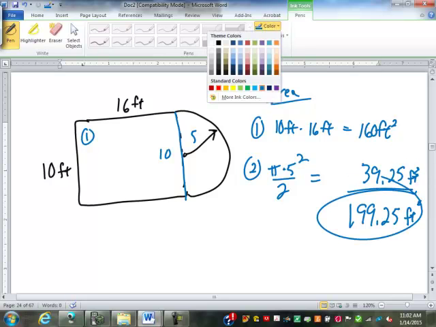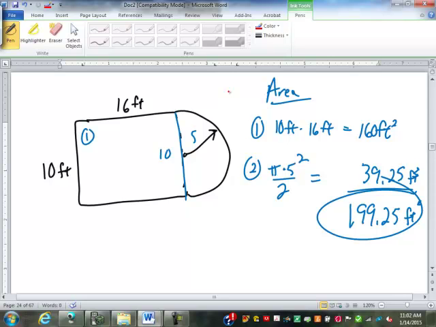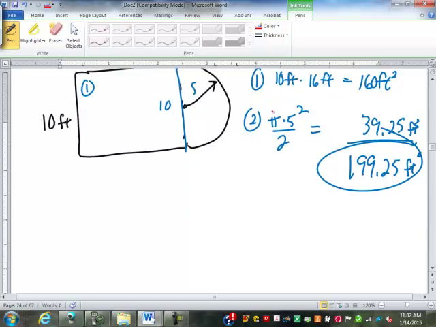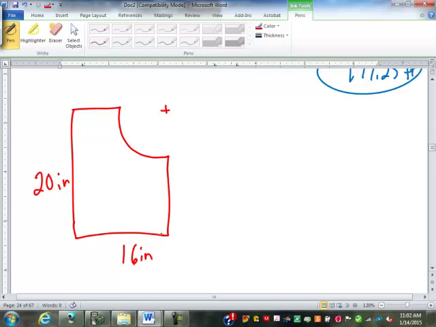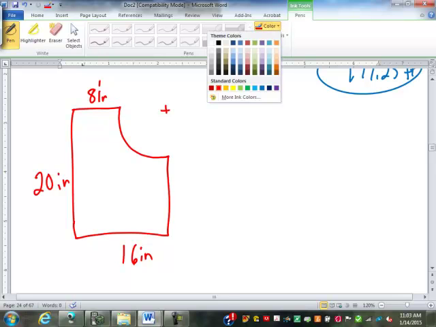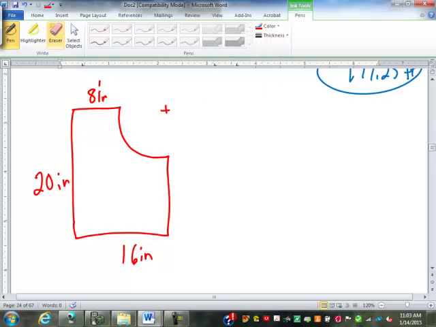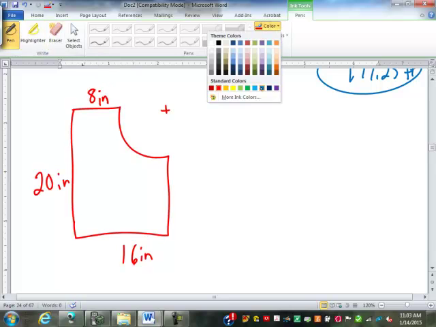What do you think? Gets a little trickier. You might run into ones like this. Find the area of this.